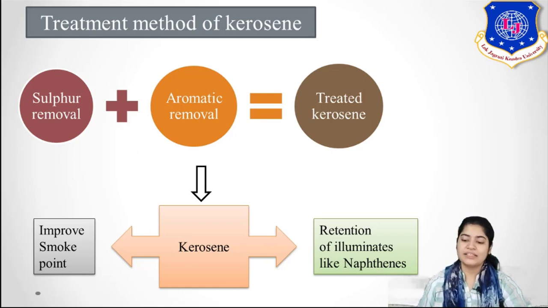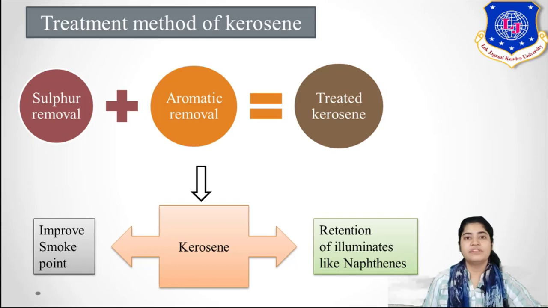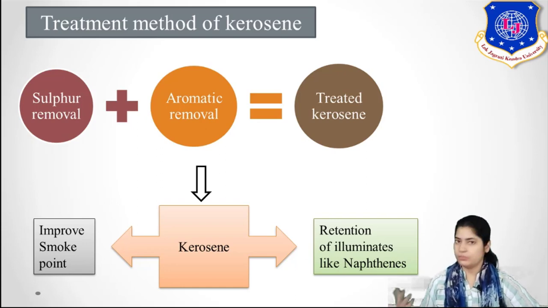In the last lecture we studied the treatment techniques of gasoline: how sulfur is removed, sweetening of gasoline. We studied 3 techniques: the lead plumbite method, also called the lead doctoring method, then the Merox sweetening process, and catalytic desulfurization. These methods are concerned with removal of sulfur. This is not the case for kerosene. Here, treated kerosene means you have to deal with sulfur removal and aromatic removal also. So here we are more concerned about the aromatic removal.